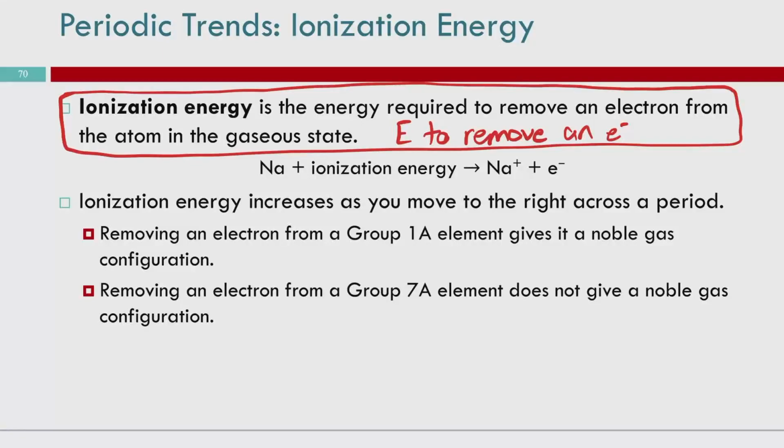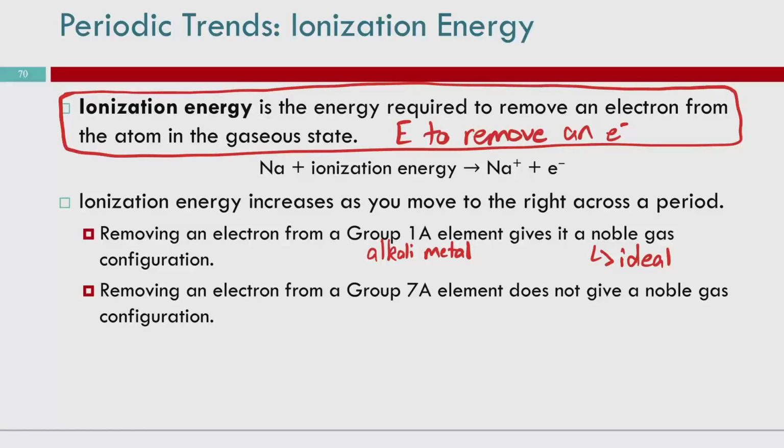So two examples that we're going to think about, because it's a trend. If we think about the extremes, the far left and the far right, the trend in between should hold as well. So removing an electron from a group 1A element, an alkali metal, gives it noble gas configuration, and that is what it wants. And so that's going to be the easiest case.